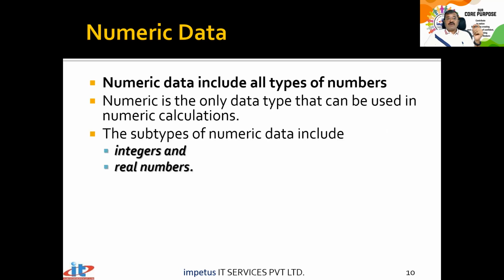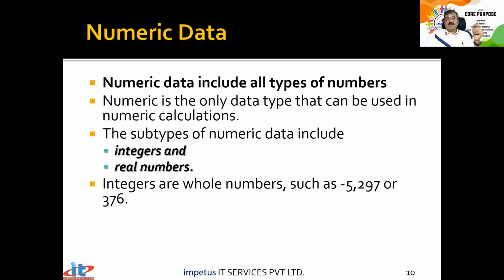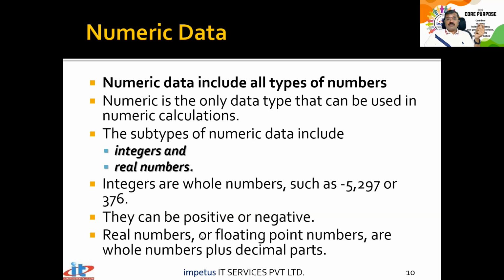In numeric data, we have two different types: integers and real numbers. If I take integers, 376 is one number, minus 5 is another number, 297 is another number, but these are integers, whole numbers. They can be positive or negative. Minus 5 is negative, 376 is positive. But real numbers are also called floating point numbers, or whole numbers plus a decimal part, like pi 3.14, or 79.6%. These are all real numbers that we have. So we have different types of data.